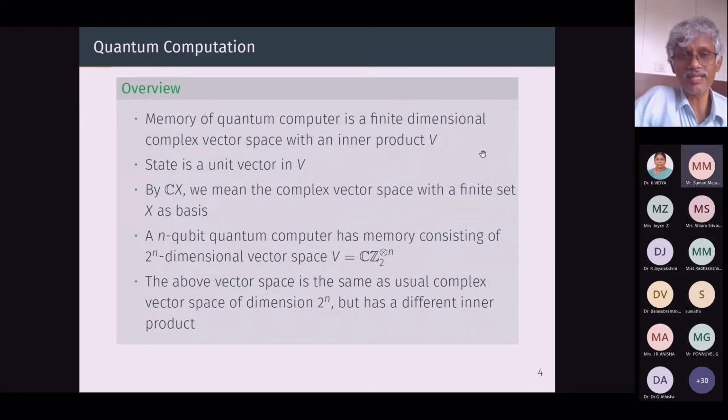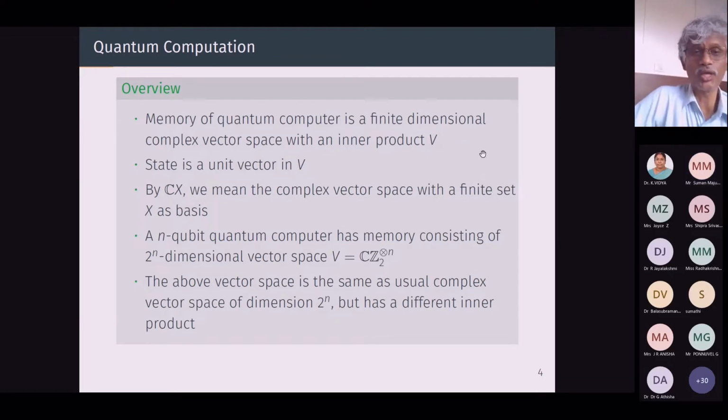So in that sense, by Cx, we mean that it is a complex vector space with the finite set X as basis. So keep in mind that we have such a description, meaning one example is this X equal to 1, t, up to t to the power n minus 1. And you're taking complex linear combinations of these n polynomials. So that gives a complex vector space.